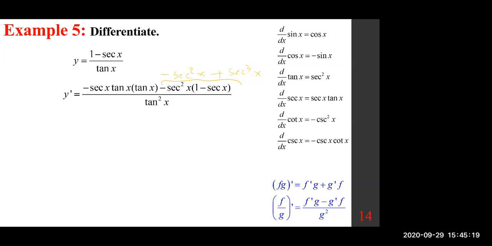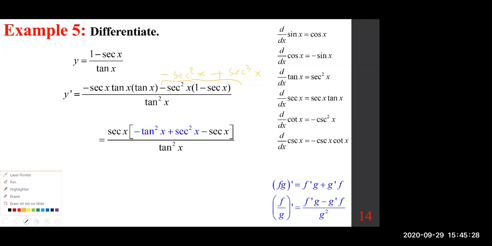Now, if you take the secant out, let's see what happens. If we take the secant out from here, we have a negative sign, a tangent and tangent, so we have negative tan squared. Now from here, secant cubed gives you secant squared, minus secant squared gives you minus secant x. I hope everybody can see how we did the factoring, okay, class?